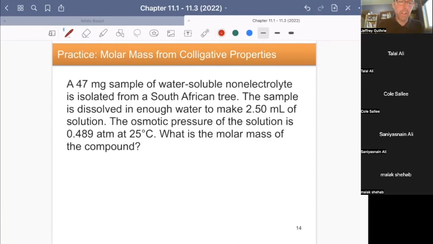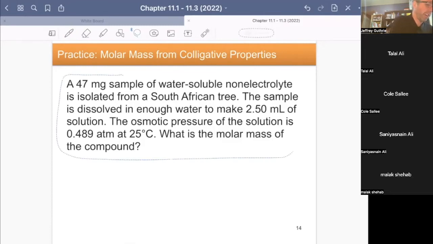Okay, so we are given some information. We have a small sample of a non-electrolyte isolated from a tree. The sample is dissolved in enough water to make 2.5 milliliters. And the osmotic pressure of the solution is given at 25 degrees Celsius. What is the molar mass of the compound? If anybody doesn't have this question written down, give me a thumbs up right now. Otherwise, I'm going to change to a whiteboard, which will make this question disappear. Let me see if I can just copy it.